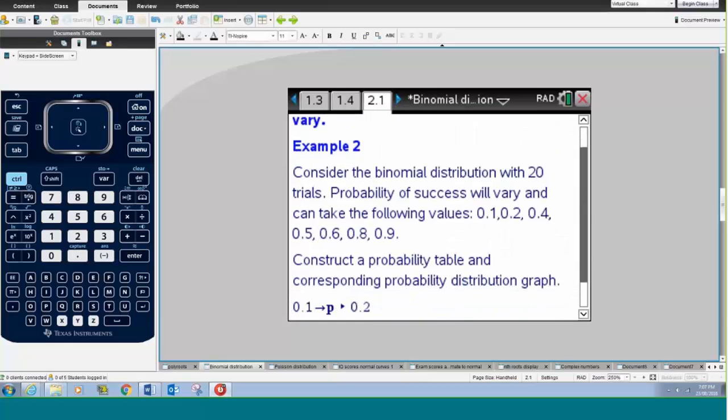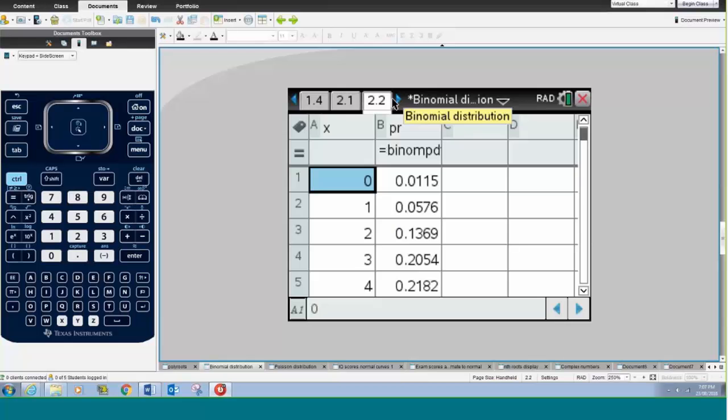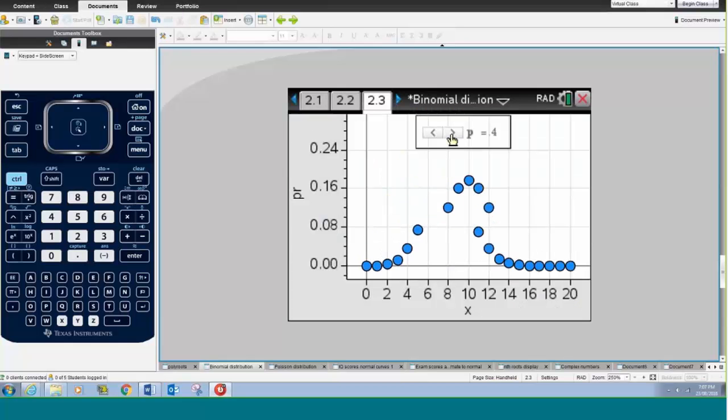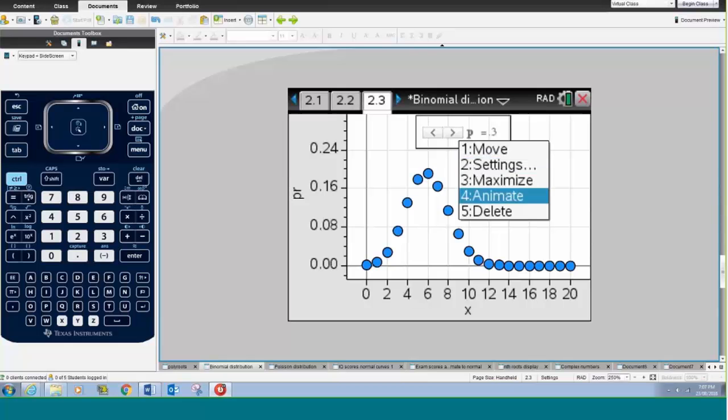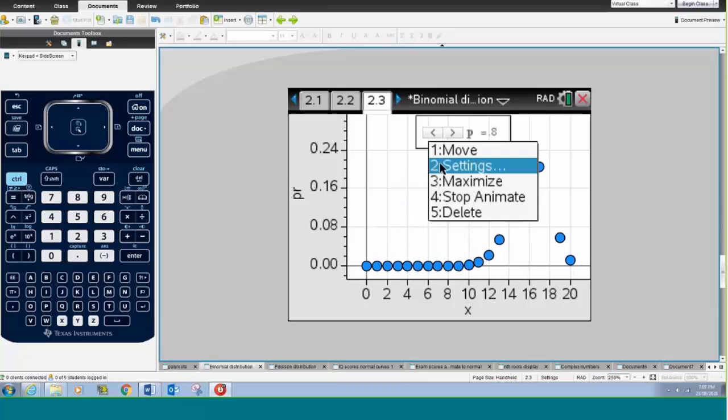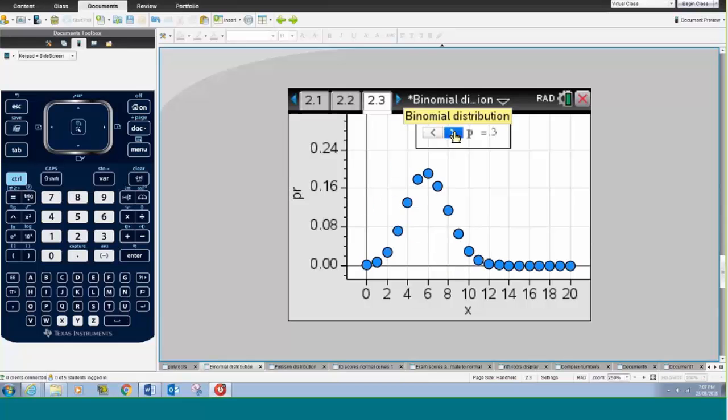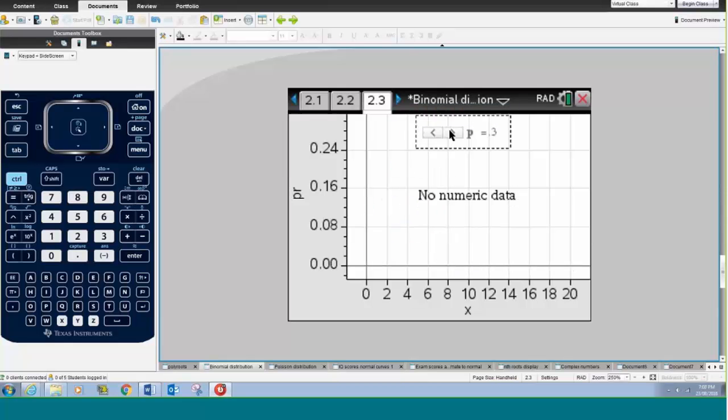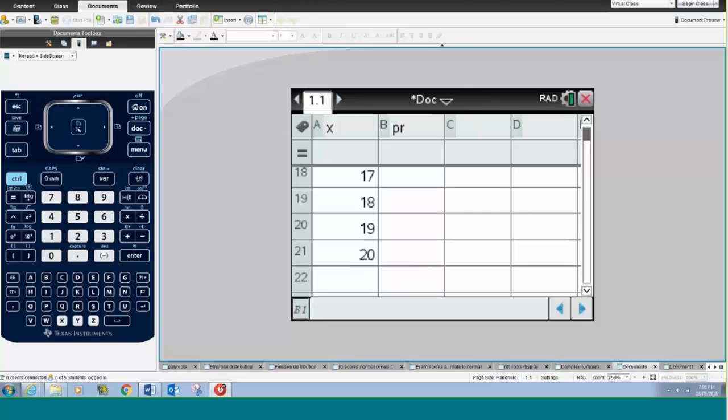If we now want to see what happens to the probability distribution graph if we vary the values of P, we can make the construction with a slider. The slider can be animated and we can see what happens, and of course every time you can find the values. I don't know what happened here, so I will now try to construct this with the slider.